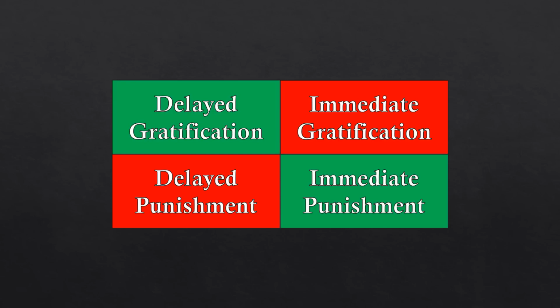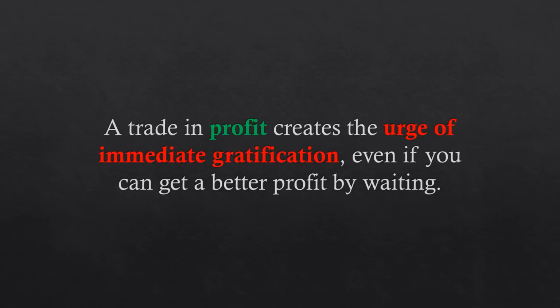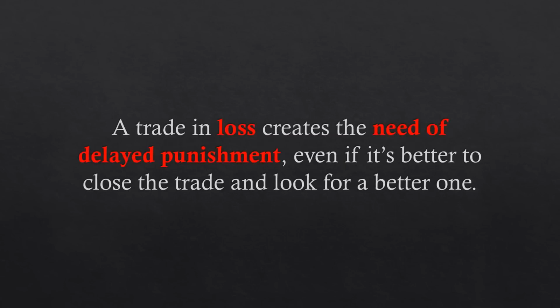For example, when you open a trade and it begins to generate a profit, you will immediately feel the urge of closing the trade with that small profit, even if that means losing the chance of making a greater profit by waiting. In other words, you want the immediate gratification. However, if you open a trade and it begins to generate a loss, you feel the need to keep the trade open in the hope that it will reverse and generate a profit. In other words, you want to delay the punishment of realizing the loss.